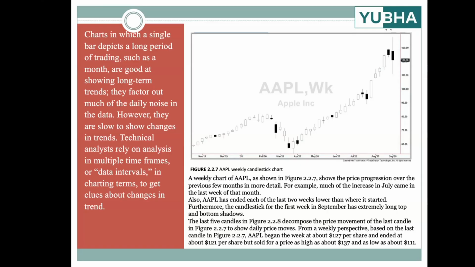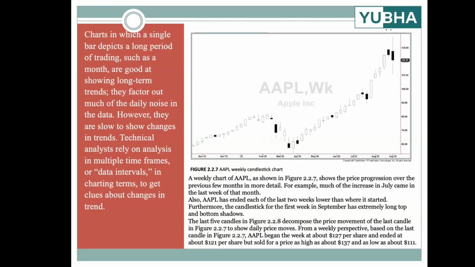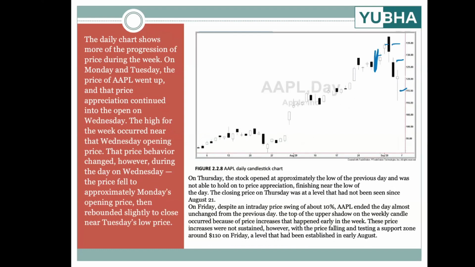So if you look at the next slide, 1, 2, 3, 4, 5. These are the 5 days that have been depicted by this one bar. Because it is weekly, this one bar shows the 5 days of movement. So the stock actually opened over here, went up all the way till here, and then went down, and then closed somewhere over here for the week.